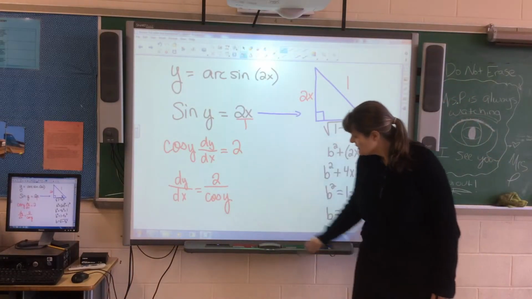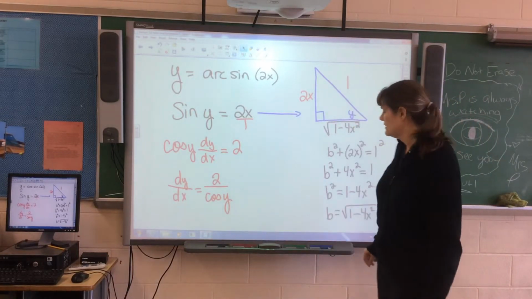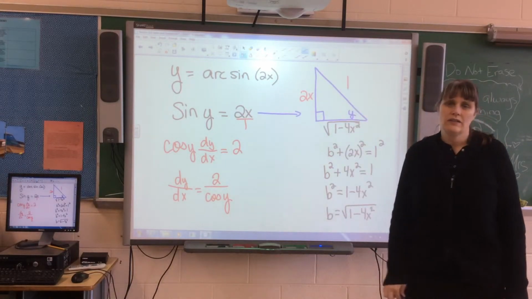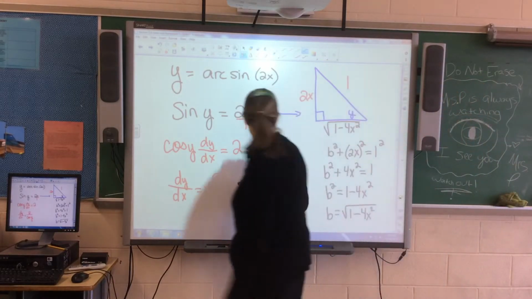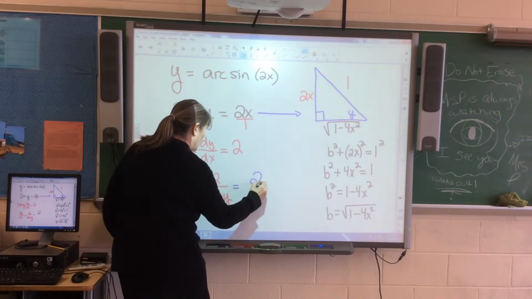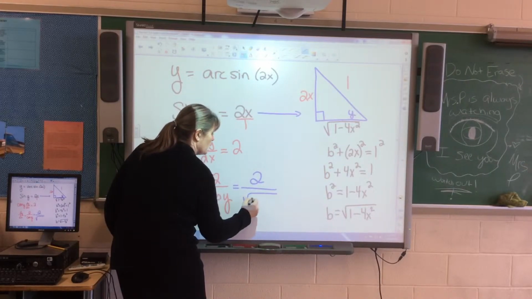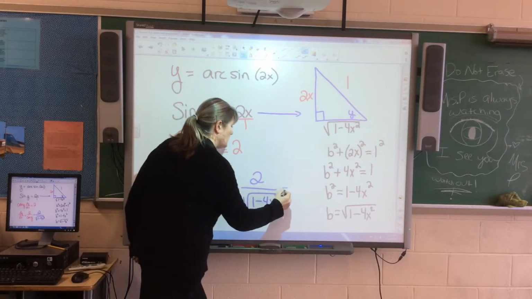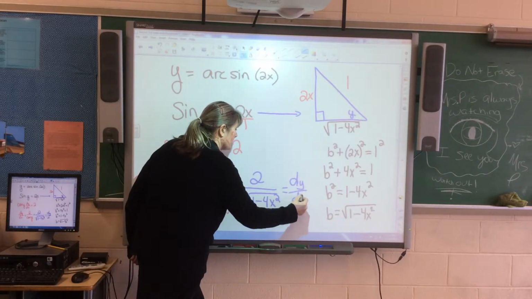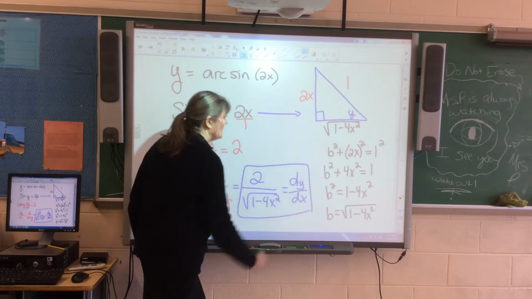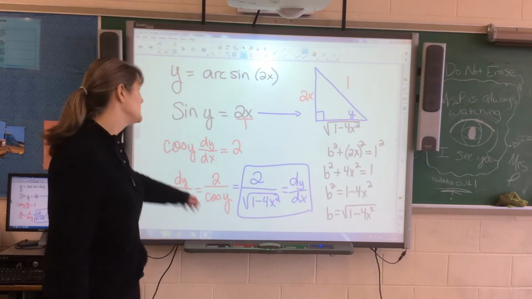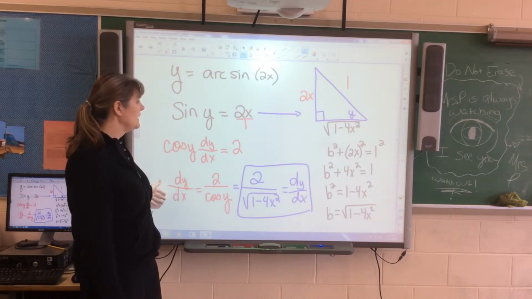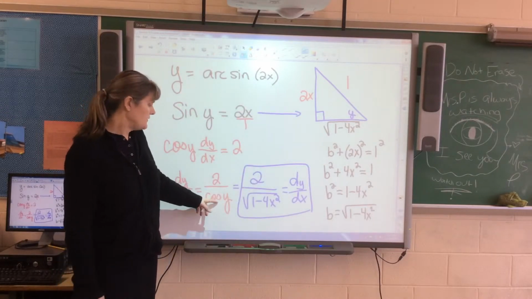Now, I want to go back. I wanted to know what was the cosine of y. Well, if we go to our triangle, the cosine is adjacent over hypotenuse. That ends up being just the square root of 1 minus 4x squared. So we have 2 divided by the square root of 1 minus 4x squared, and that is what dy dx is. And that's the process. We're going to rewrite it, take the derivative implicitly, and then go back to our triangle to fill in this trig function.